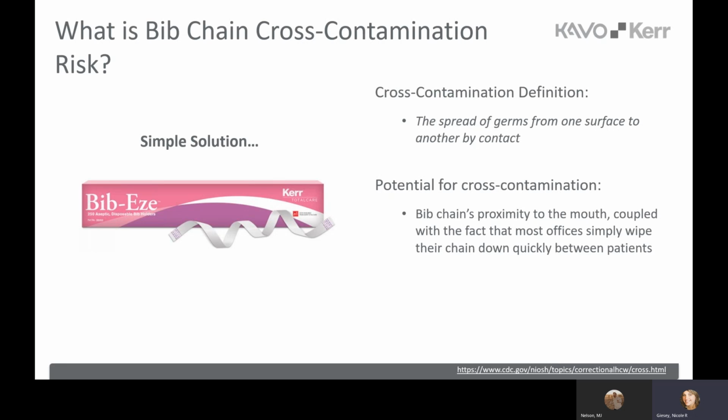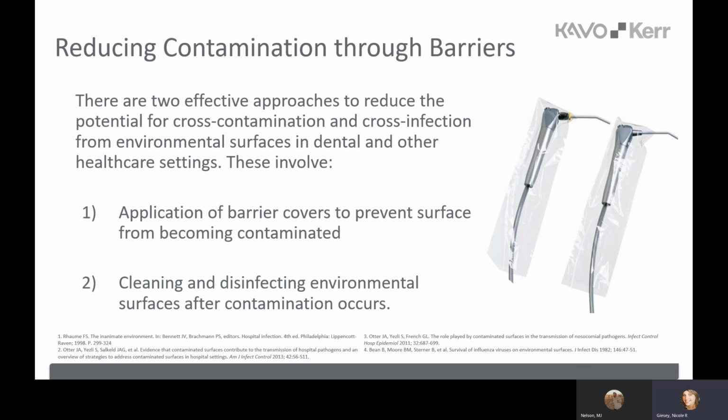So what better way than to just literally get a disposable? They're very inexpensive, they're very strong, and it totally negates the cross-contamination. So bibbies is a great example of how to totally eliminate the cross-contamination for the bib chains.